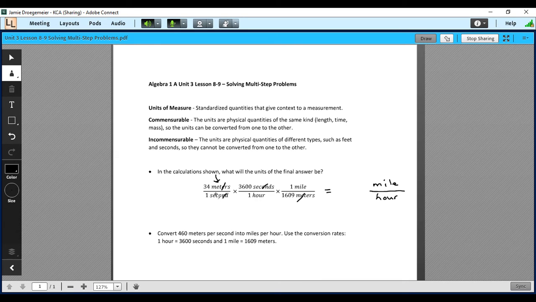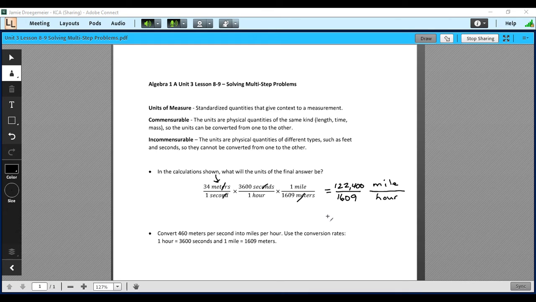And to do this, I'm just multiplying these fractions together. Remember, when you multiply fractions, you multiply across. So in my numerator, I have 34 times 3,600 times 1. Well, when I do that multiplication, I get 122,400. And then in my denominator, 1 times 1,609. And now remember, a fraction is just a division. So I'm going to take that 122,400 and divide by 1,609.